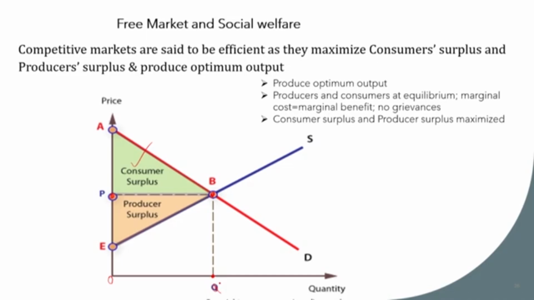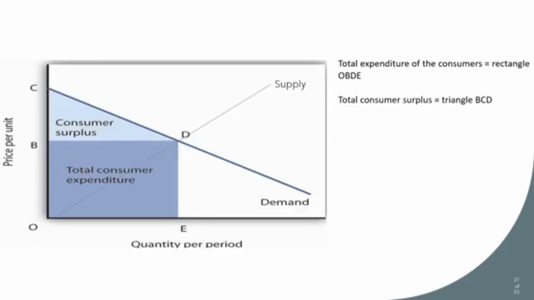In this case, when producers and consumers are at equilibrium, the marginal cost, in terms of the supply curve, and the marginal benefit, in terms of the demand curve, become equal. Right, so there is no grievance. Consumer surplus and producer surplus are maximized. Just now I introduced a concept called consumer surplus and also producer surplus. So let's get to know what this concept is all about. Let's start by defining this concept, and then how to measure consumer surplus and producer surplus using the demand and supply framework.